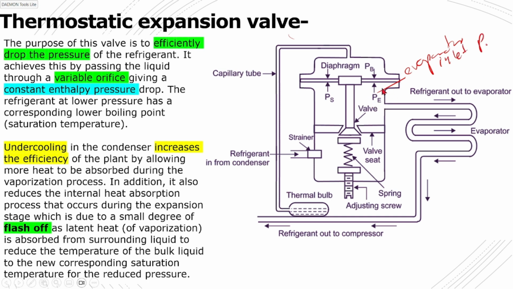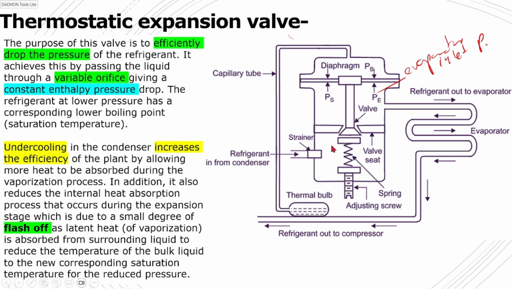This acts as a negative feedback to stabilize the system. Otherwise, the control action will be on-off. To prevent that, we need a negative feedback, which is taken care of by applying the evaporator inlet pressure against the diaphragm. So in this way, it acts as a pressure regulating valve, and it will maintain a constant pressure across the evaporator. The purpose is to efficiently drop the pressure, and it acts as a variable orifice.